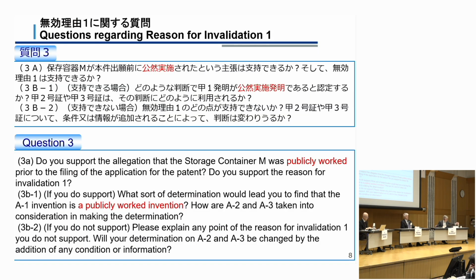Now, question 3. Regarding the invalidation reason 1 in the hypothetical case, can you support the argument that the storage container M had been publicly worked prior to the filing of the patent application? And can you support the invalidation reason 1? If you can support, what kind of judgment should be made to determine whether the A1 invention is publicly worked? If you cannot support, what point of reason 1 for invalidation cannot be supported? Regarding A2 and A3, by adding condition or information, your judgment would be changed.